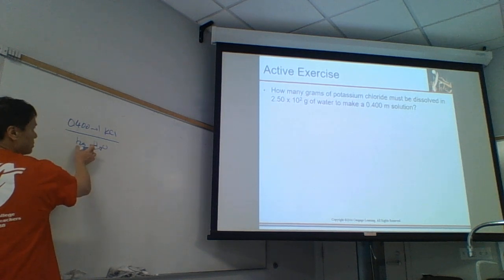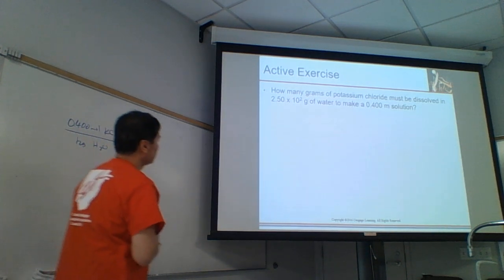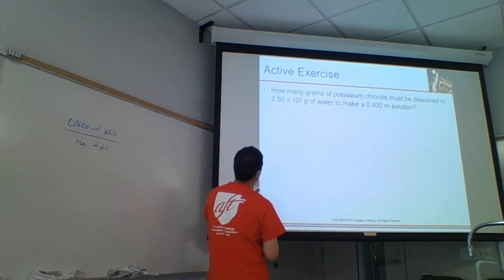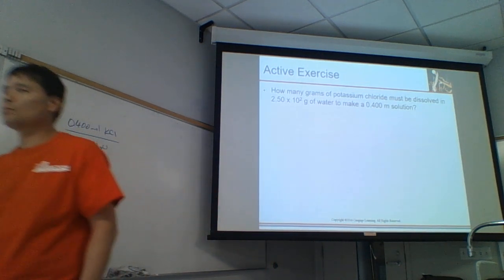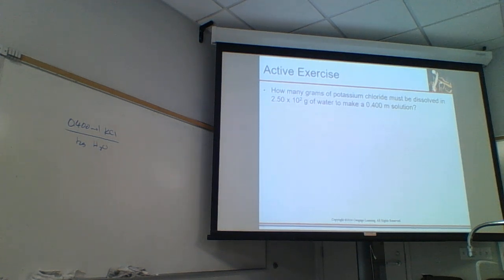A kilogram is also 1,000 grams. And so 250 is a quarter of a kilogram, and so I'll need 1/4 of that, which is 0.100 moles. So I need 0.100 moles of KCl. 0.100 times 74.55 grams per mole gives me 7.455. So I need 7.46 grams. This calculation you don't have to worry about.